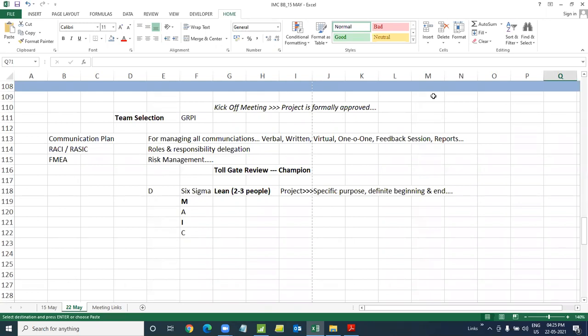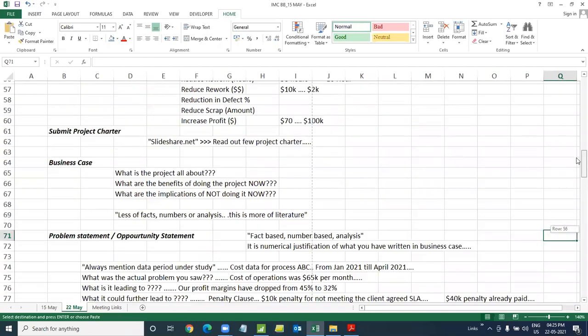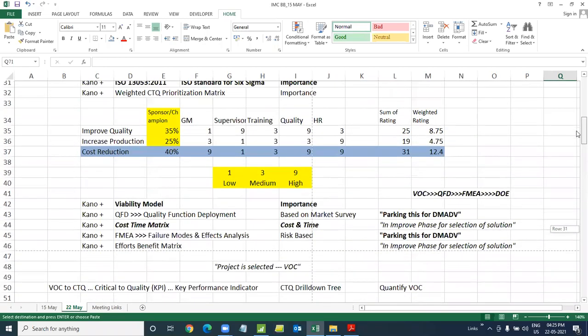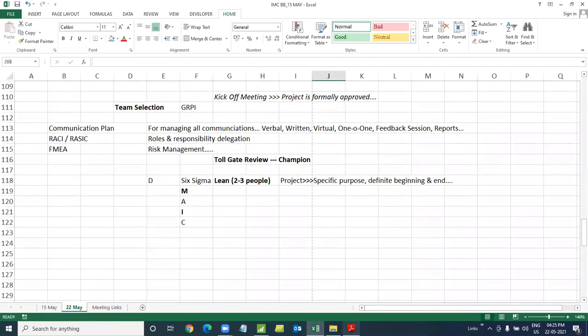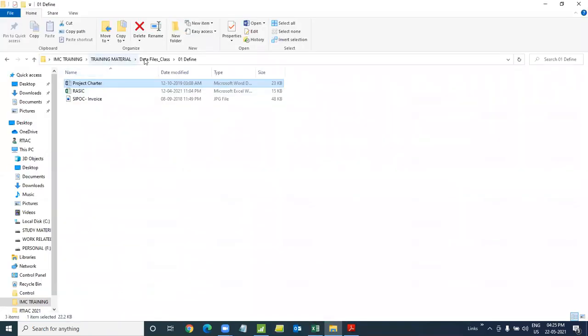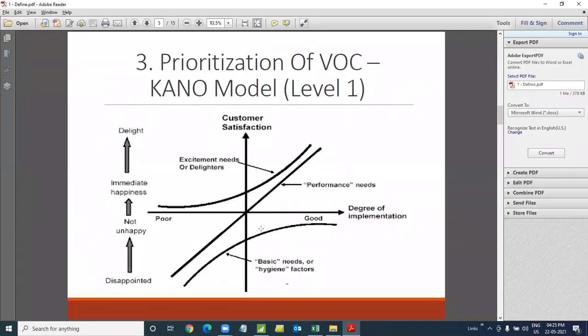All right. Before going on the break, we discussed the project charter. With respect to the project charter, I would like to reiterate that you should go to slideshare.net and review a few project charters. It will be very meaningful to go through a few sample projects. You will have an idea how a project charter is written. Other than that, in the training material you downloaded, within the slides, there's one project charter already.